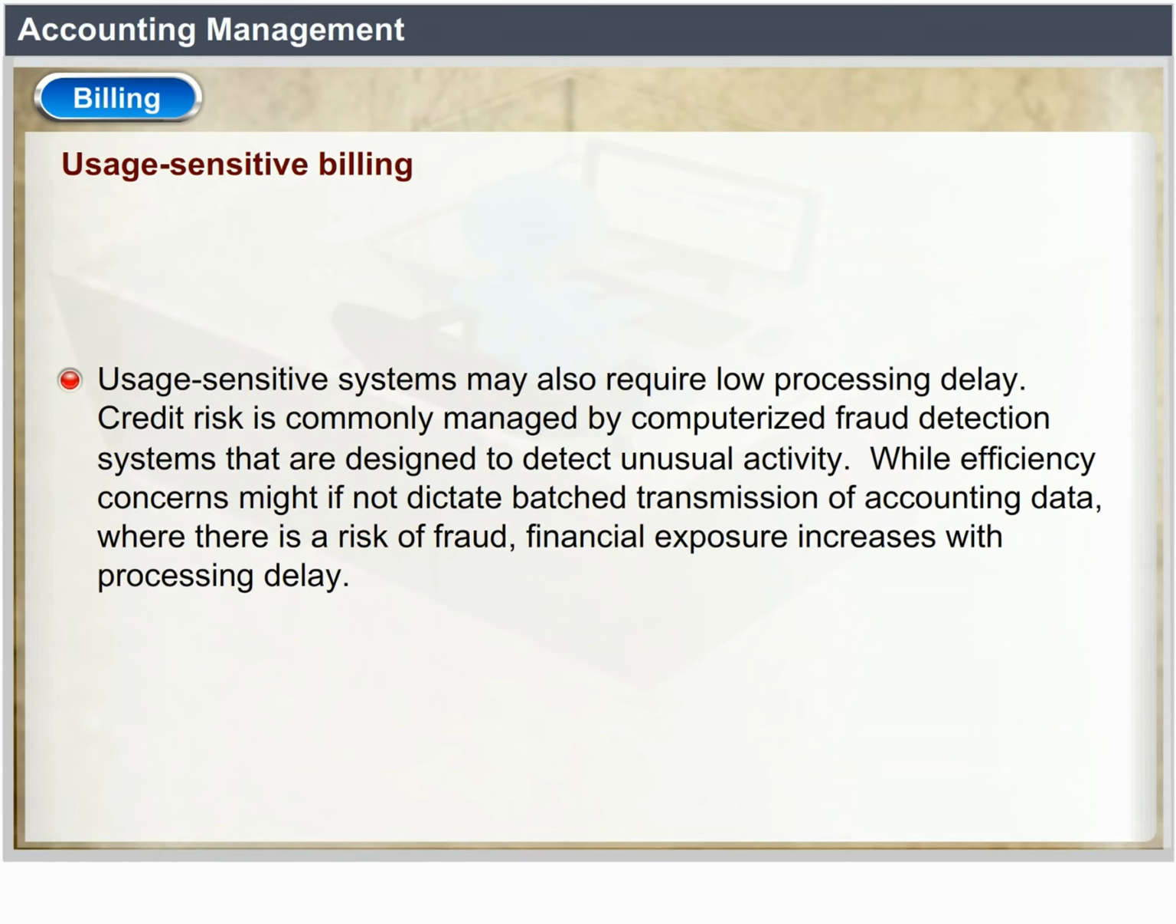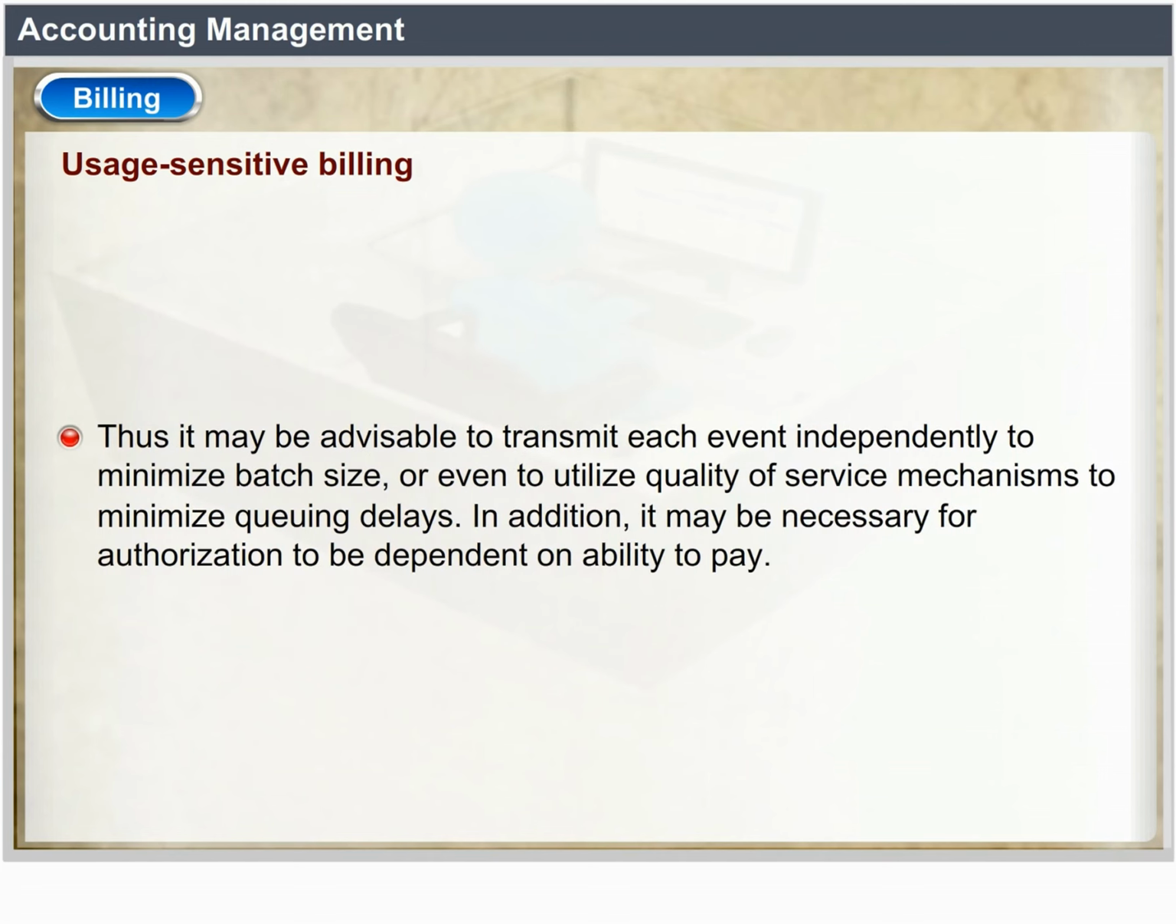Credit risk is commonly managed by computerized fraud detection systems that are designed to detect unusual activity, while efficiency concerns might otherwise dictate batched transmission of accounting data where there is a risk of fraud. Financial exposure increases with processing delay. Thus, it may be advisable to transmit each event individually to minimize batch size or even to utilize quality of service techniques to minimize queuing delays.